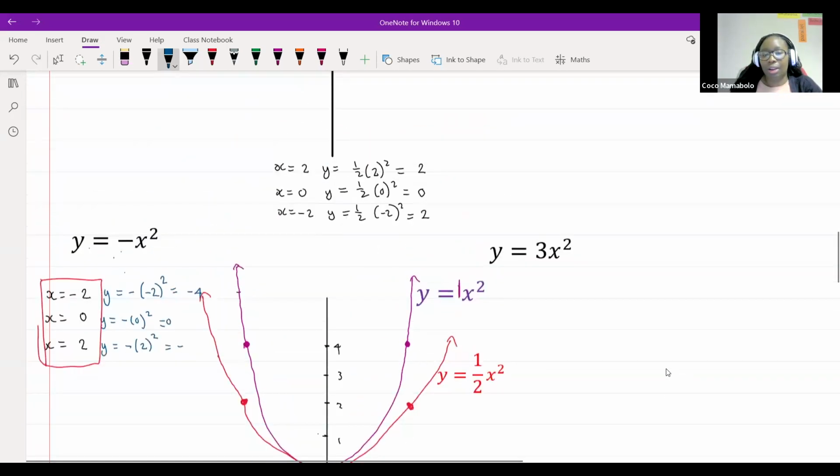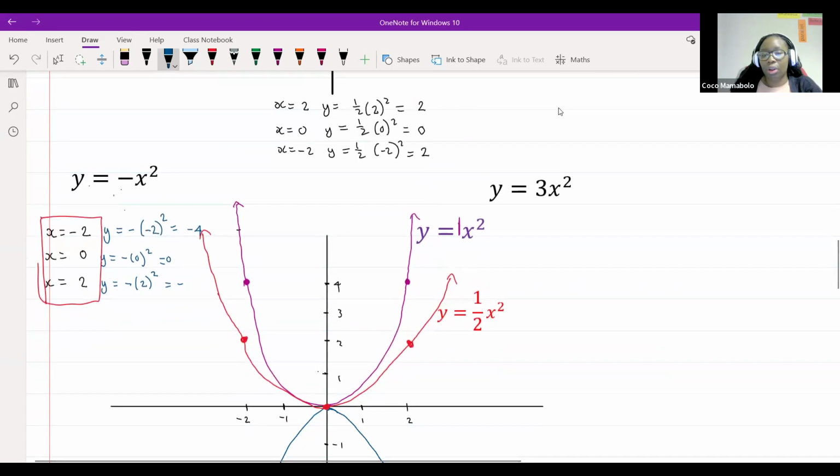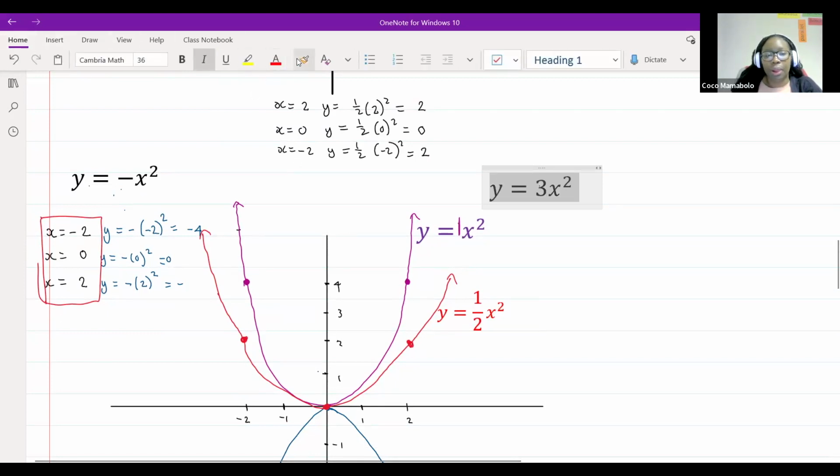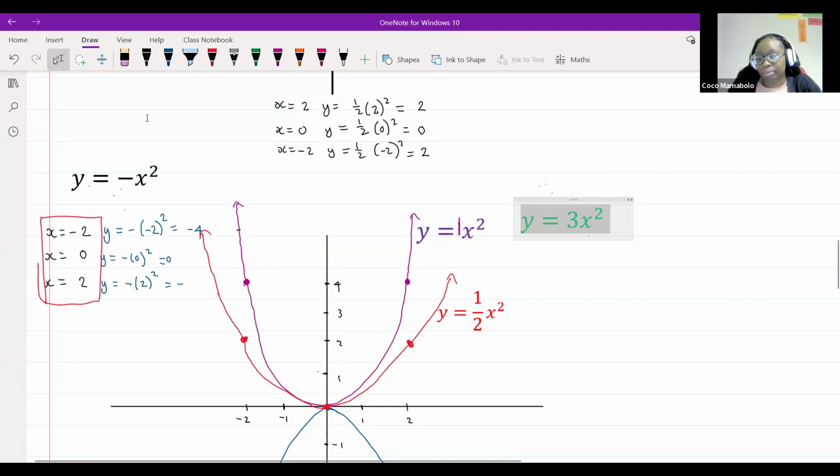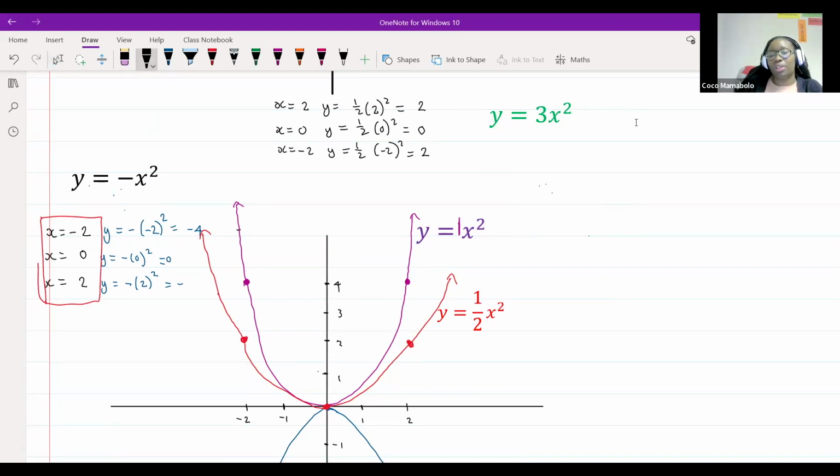Now let's sketch the graph of y is equal to 3x squared. Let's do this one in green, guys. Tell me what happens when we sketch the graph of y is equal to 3x squared. You can do all of these on the same Cartesian plane. Use the exact same points. For this one, let's use x is equal to 1, x is equal to 0, and x is equal to -1. Tell me what happens to the graph.